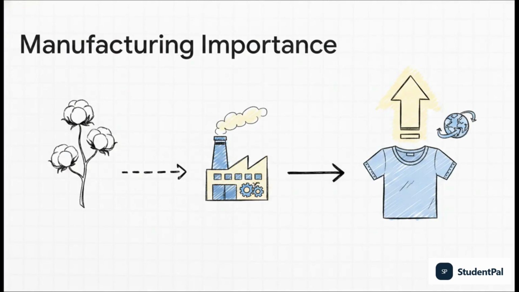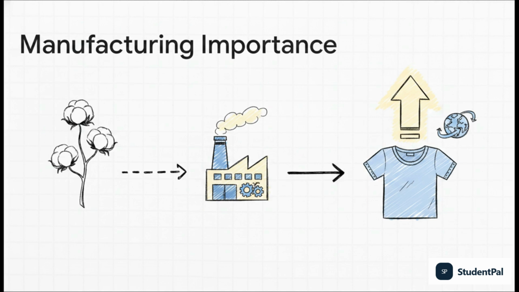So first things first, we always have to start with the why. Why do geographers and economists absolutely obsess over the manufacturing sector? Well, because it's the true engine of our economic progress. It basically supports and upgrades everything else, especially agriculture, which is the base of our economy.